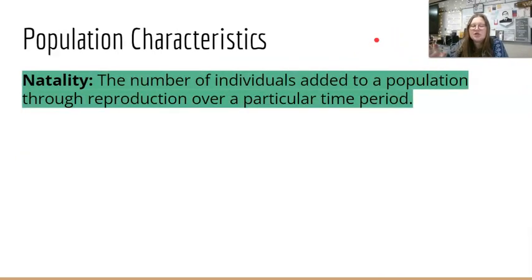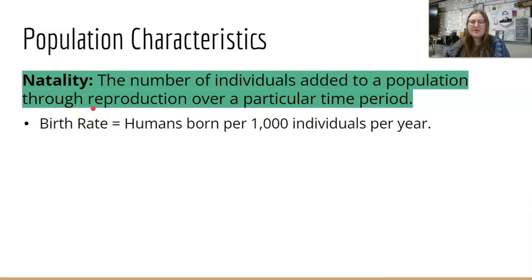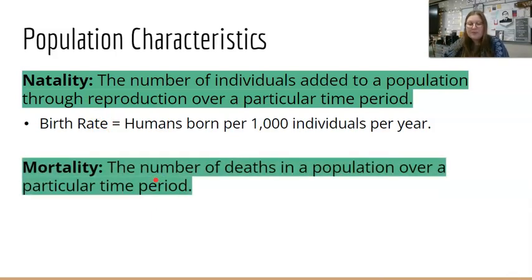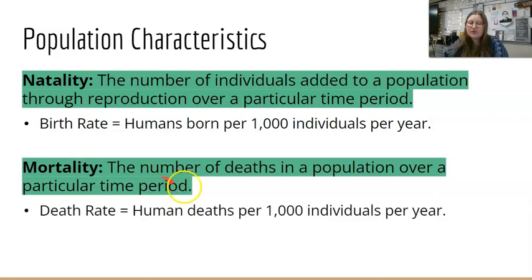Okay, so population characteristics. This lesson is going to be defining a lot of the terms that we need to understand for future lessons. Natality is the number of individuals added to a population through reproduction over a particular time period, and birth rate equals the humans born per 1,000 individuals a year. Because if we did it for every individual, that would just be a large number, so we do per 1,000. That's per capita, usually per 1,000 as well. Mortality is the number of deaths in a population over a particular time period, and death rate equals human deaths per 1,000 individuals per year.